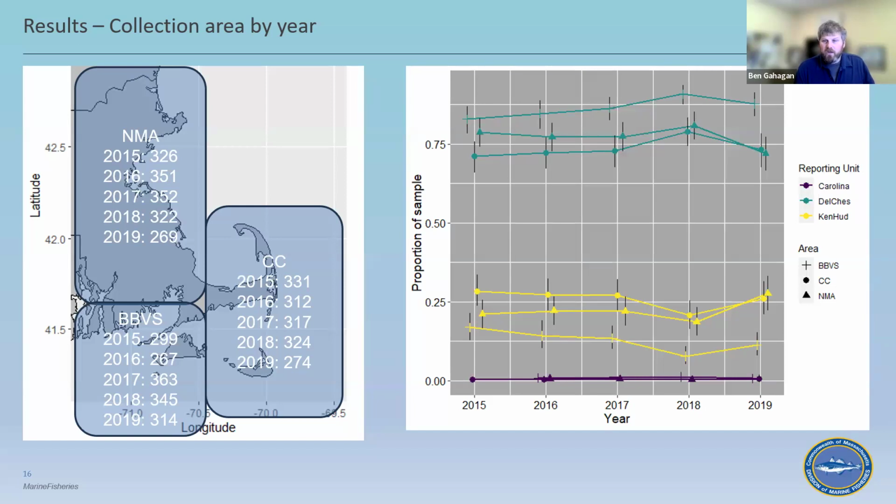The takeaway here seems to be that it's pretty similar to the earlier pattern. Cape Cod and northern Massachusetts were not different from each other in most years, while Buzzards Bay Vineyard Sound was. The exception, of course, is 2015, where northern Massachusetts was more similar to Buzzards Bay Vineyard Sound than Cape Cod. And we do see a dip in Kennebec Hudson and a rise in Delaware Chesapeake in 2018, which again could have to do with the 2015 year class, but it drops after that to lower levels in 2019, especially for northern Mass and Cape Cod. So this was kind of an inconclusive trail that I went down.